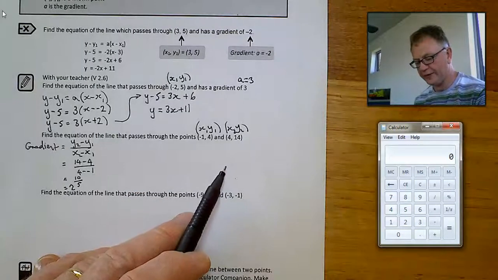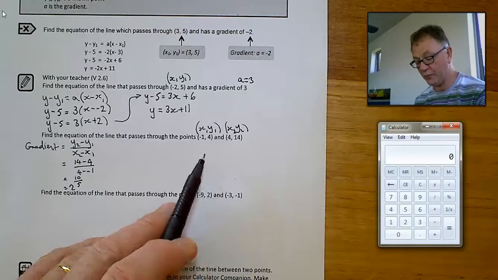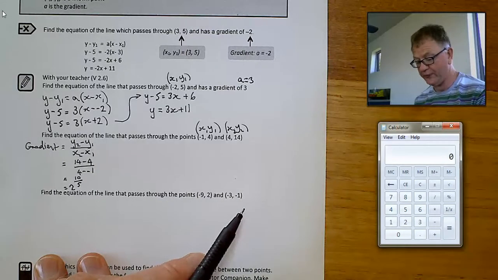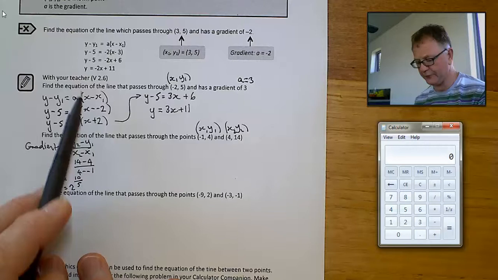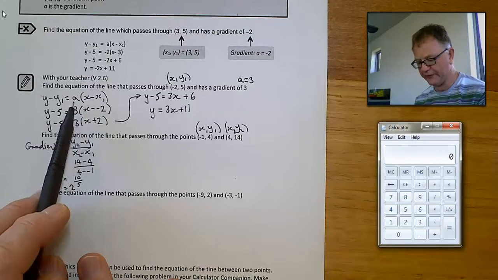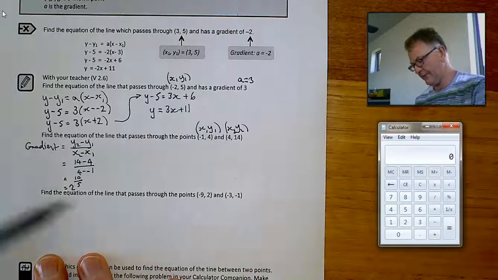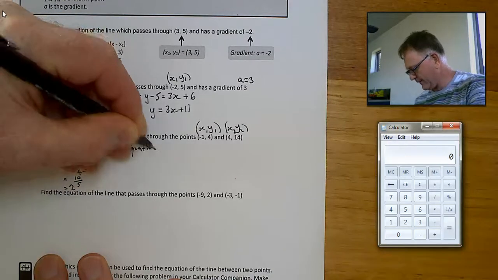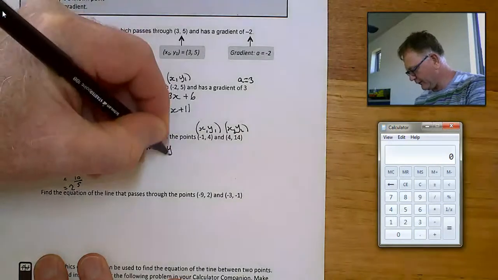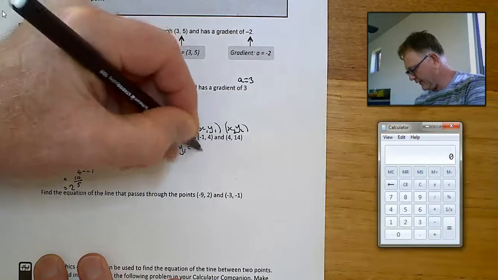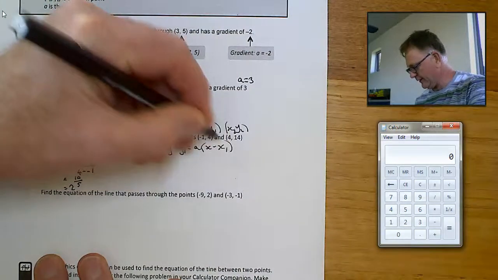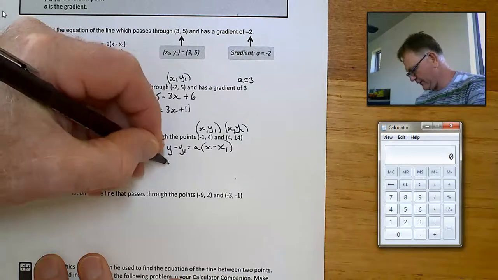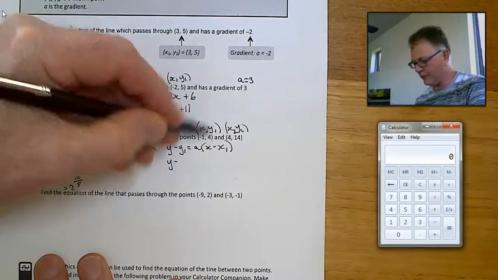Now that you know the gradient and you know 1 point on the line, in fact you know 2, but you know the gradient and 1 point, you can use this formula that we used here, because you know the gradient and a point, x1, y1. So that means the equation is going to be given by this formula, y minus y1 equals a(x minus x1). Your value of a, the gradient, is 2, and you've got values for x1, y1 here.